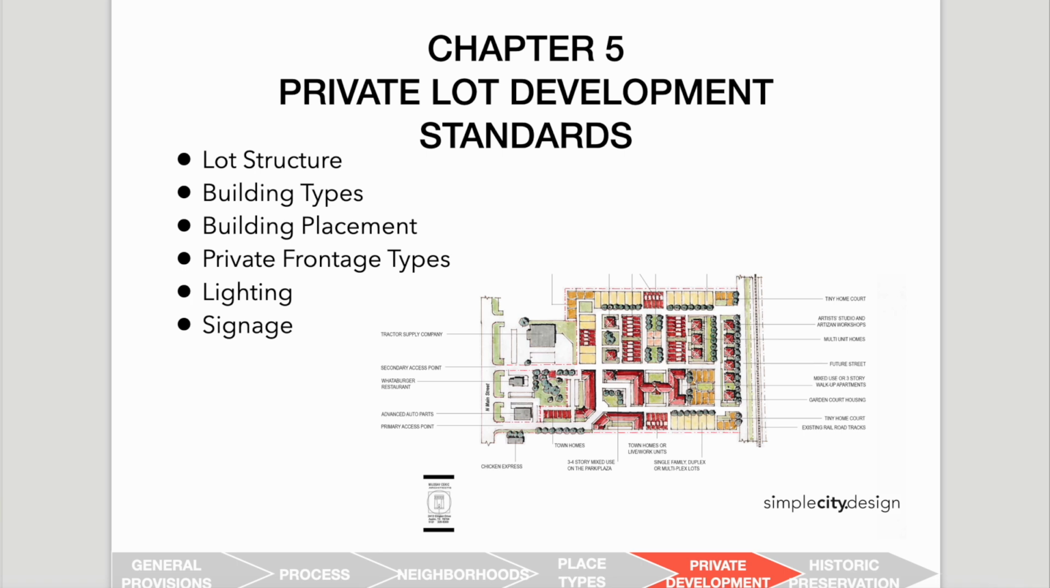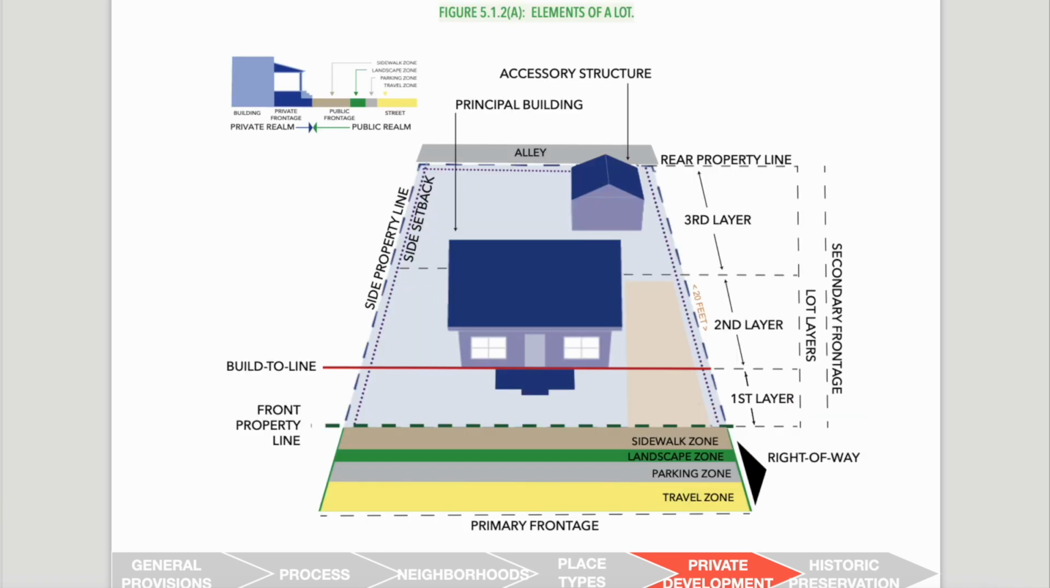These are then spoken to in more detail in Chapter 5, as this chapter is concerned with private development standards. This includes the lot structure, building types, building placement, private frontage types, lighting, and signage, amongst some other things.